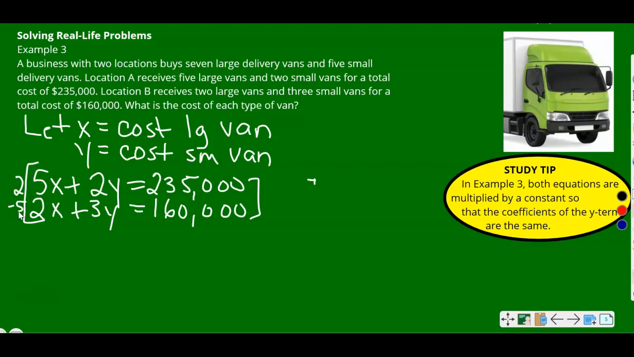All right, so 2 times 5x is 10x. 2 times 2 is 4y. And 235,000 times 2 is going to be 470,000. Remember, when you multiply, you multiply the whole entire equation. So -5 times 2 is -10x. -5 times 3 is -15y.